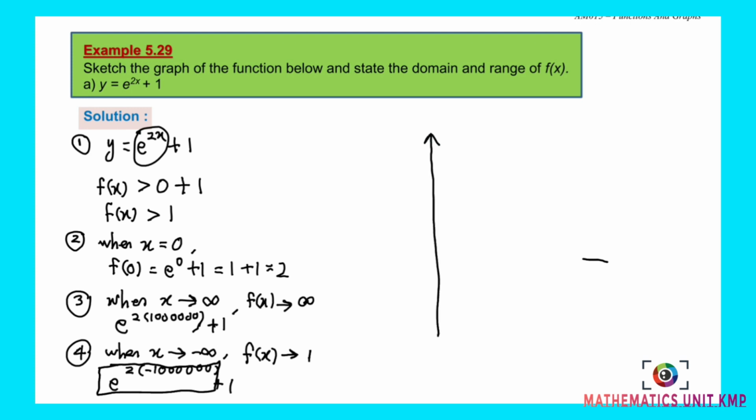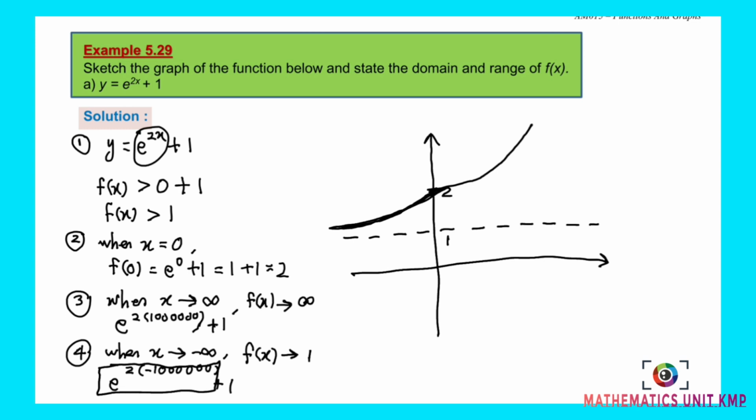Alright, okay, first step, the horizontal asymptote, y equal to 1. Okay, then the second step, when x is 0, the value of y. Okay, and then the third step, as x approaching infinity, ke kanan, y will be approaching to positive infinity here. Understand? Then the last step, as x approaching negative infinity, ke kiri, y will be approaching to 1. Dia tak sampai pun, tapi dia akan menghampiri horizontal asymptote saja. Lebih kurang macam ni. Right?